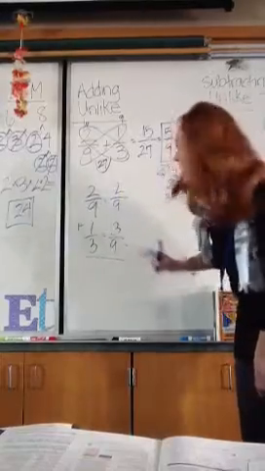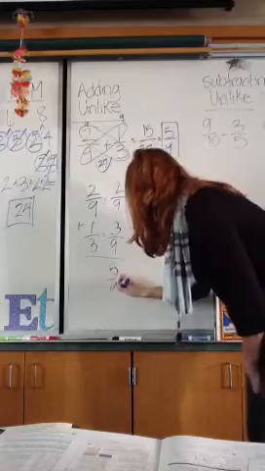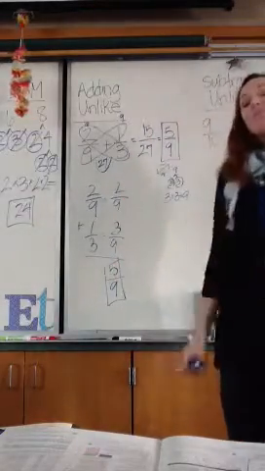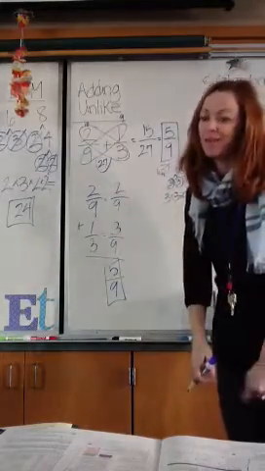Now I add my numerators. 2 plus 3 is 5. 9 is my denominator. I get 5/9. Same answer that I got before. It doesn't matter how you do it, you're going to get the same answer.